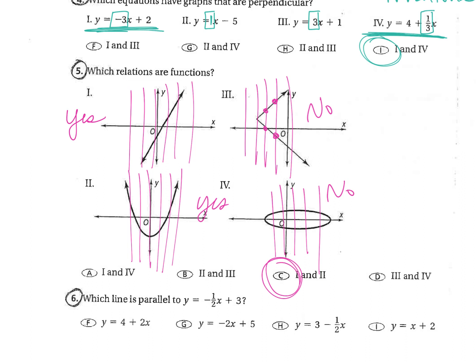What if it's not the vertical line test? How do you determine if something's a function if we just know points? If there's a repeating x. If there are repeating x's, it is or isn't? It is not. You cannot have repeated x values, okay? You can have repeated y values, but you cannot have repeated x values.